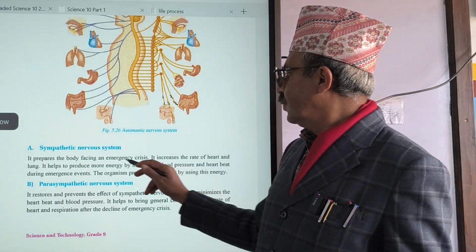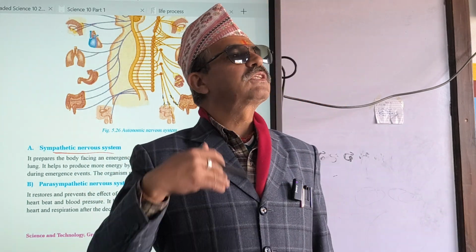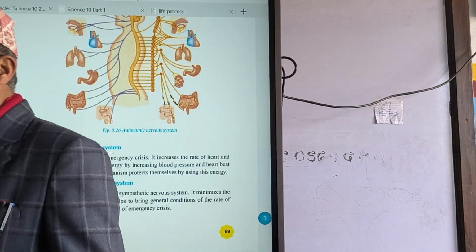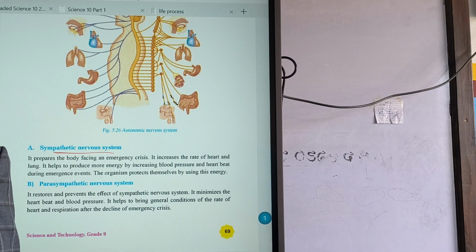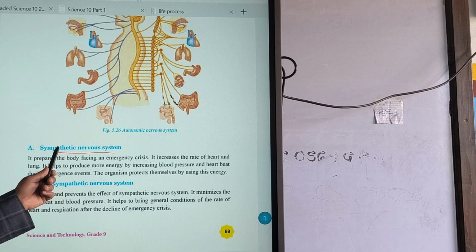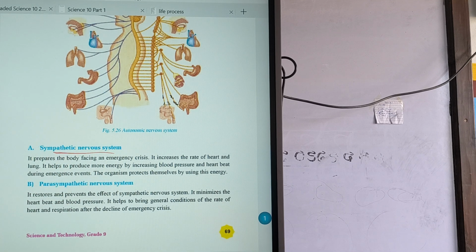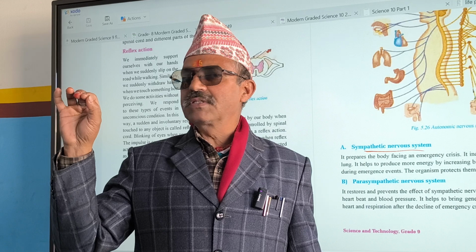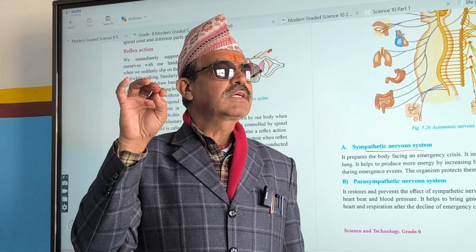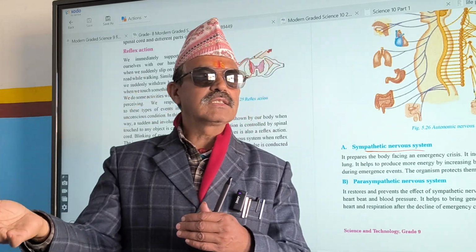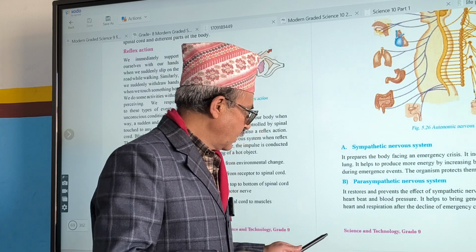Sympathetic, what does it do? It increases the rate of activities of those organs. Like heart rate is increased, kidney function is increased, liver function is increased because of which one? Sympathetic. Liver function decreased, what is that? Parasympathetic. Heart function decreased, what is that? Parasympathetic. So, one increases, another decreases automatically.